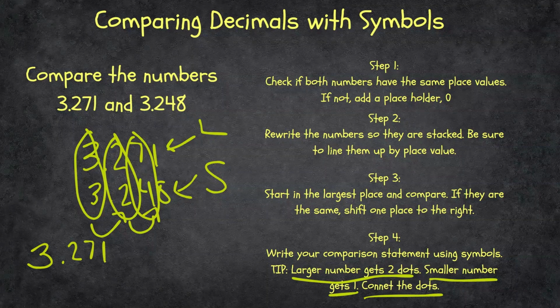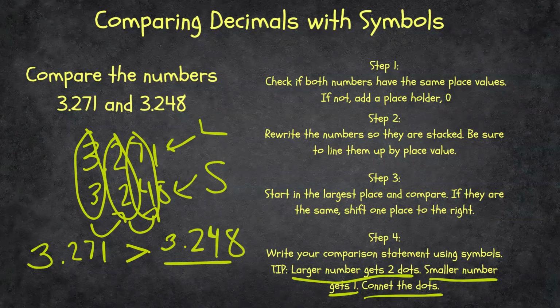3.271 was larger, because remember, it had the 7 there. So I'm going to give it 2 dots. The other number is going to go here. I'm going to give that 1 dot, and then we just connect those dots. That's going to be the greater than symbol, and then all we have to do is write our other number.